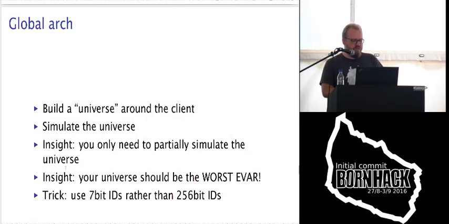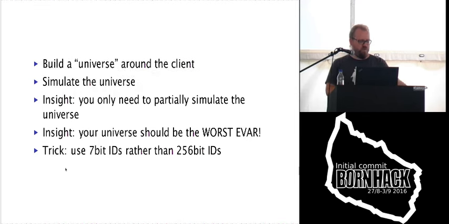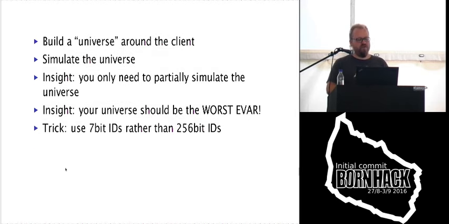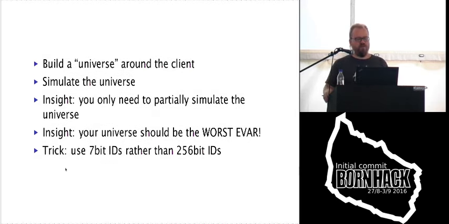So the global architecture of doing this, how do you then do it? Well, the idea is to build a universe around the client. There are millions of nodes out there, so simulate millions of nodes, right? You don't want to actually run millions of nodes because that would be very expensive in your AWS credit. You want to simulate them. And the insight is that you don't have to simulate them all. You only have to simulate those you communicate with in this particular test case, which isn't all of them. It's very often like 5 nodes you have to simulate. So this makes it way easier.